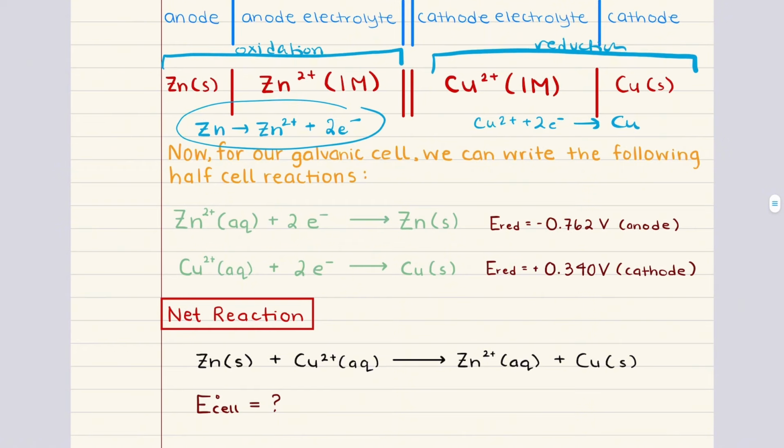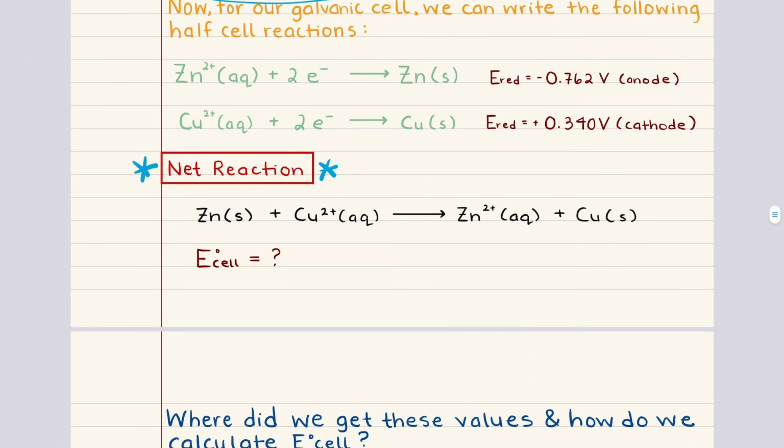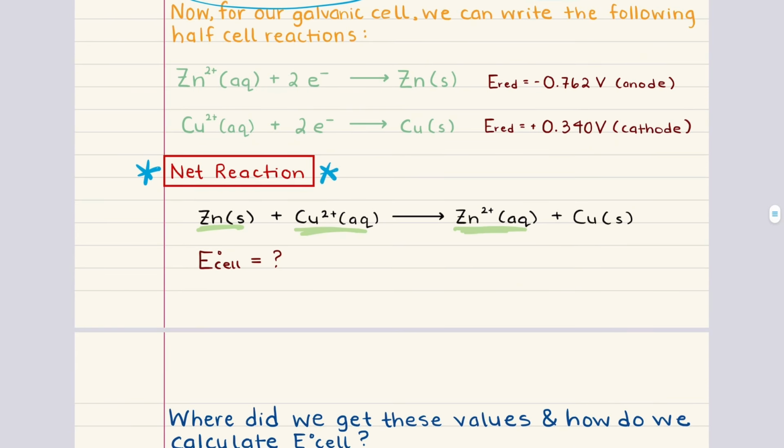When we combine these half reactions, the electrons cancel exactly, and that gives us this overall net reaction. Zinc solid reacts with copper 2 plus in solution to produce zinc 2 plus in solution and copper solid. Because this is a galvanic cell, the process is spontaneous, which means the Gibbs free energy change is negative. When the Gibbs free energy change is negative, the standard cell potential is positive.